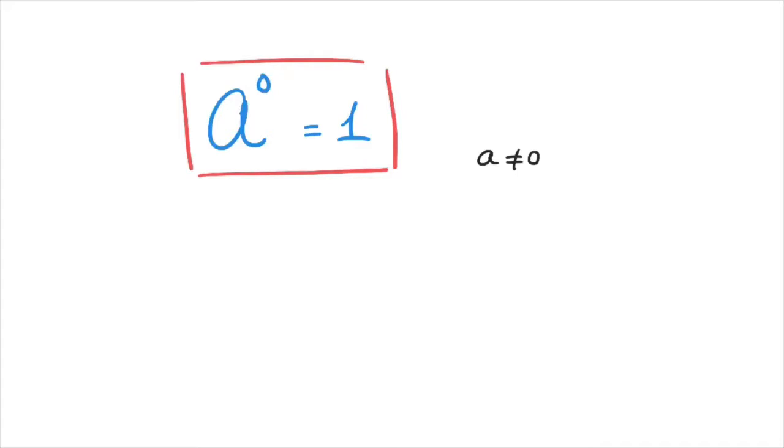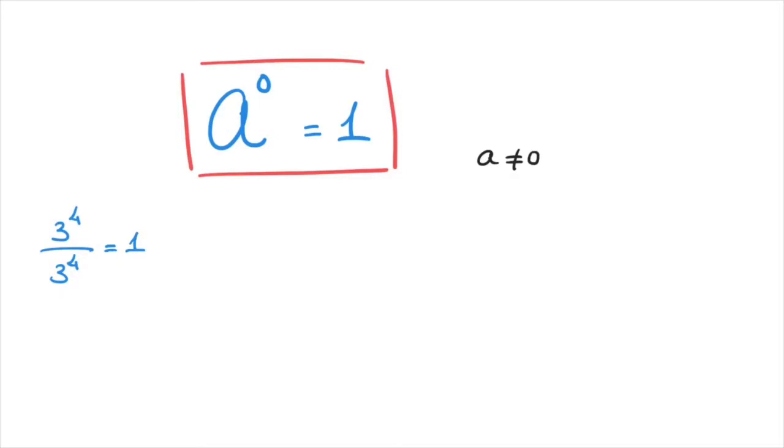So to do that, let's start with a quick example. Say we have 3 raised to the power of 4 over 3 raised to the power of 4. Well, we know for a fact that any non-zero number divided by itself is equal to 1. So this must equal 1.